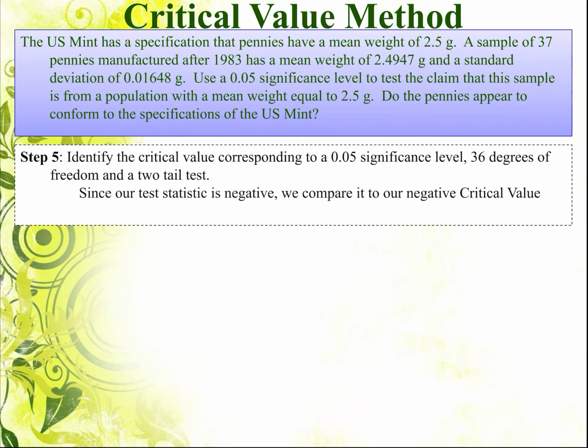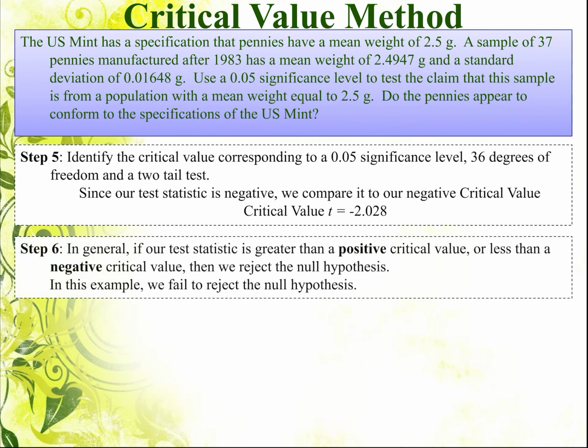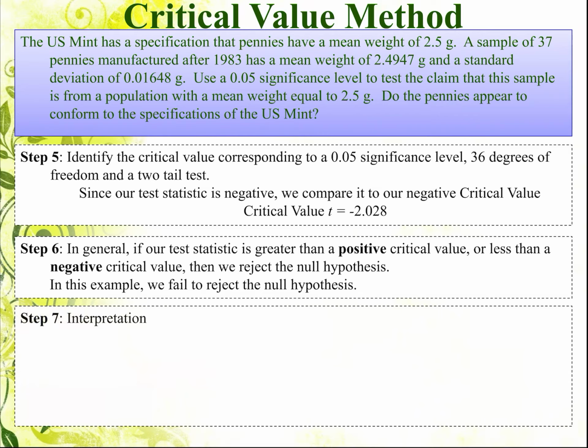Next, since we're using the critical value method, we need to find the critical value that corresponds to a 0.05 significance level, 36 degrees of freedom, and a two-tailed test. Since our test statistic is negative, we compare it to our negative critical value, and the critical value corresponding to a 0.05 significance level in a two-tailed test with 36 degrees of freedom is t equals negative 2.028. Now remember, in the critical value method, we're comparing the critical value to the test statistic.